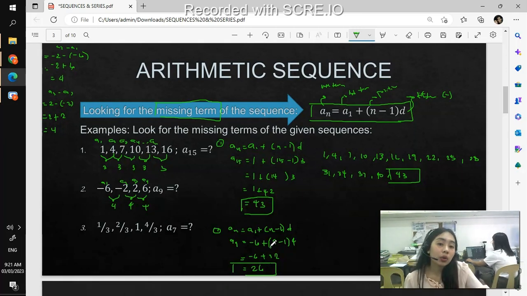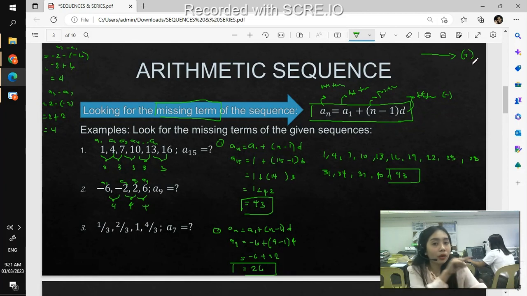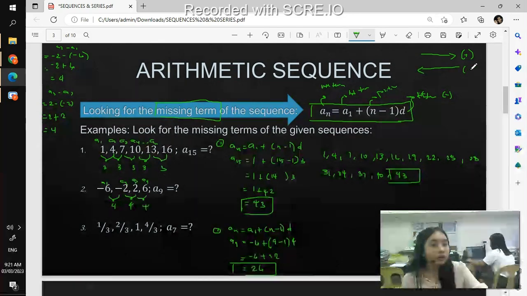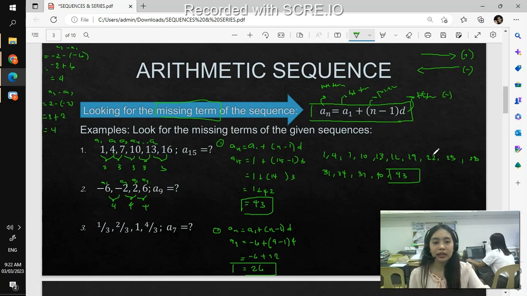The same result if you are to use this method. You manually add the difference to every term. Again, if you are to continue the sequence, then you add the value of d. But if you are to go backward to the left, then you subtract the value of d. Okay? Or you subtract the term by its preceding term, rather. Okay, we'll proceed to number 3.